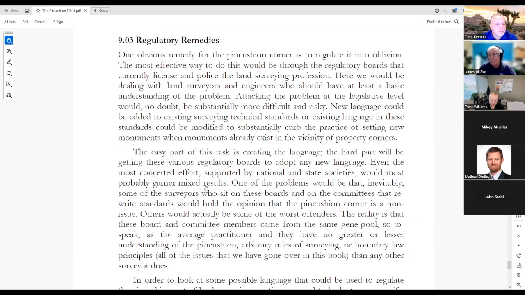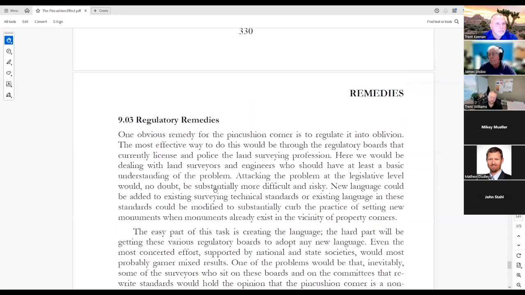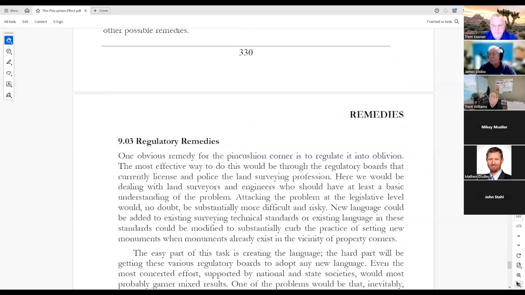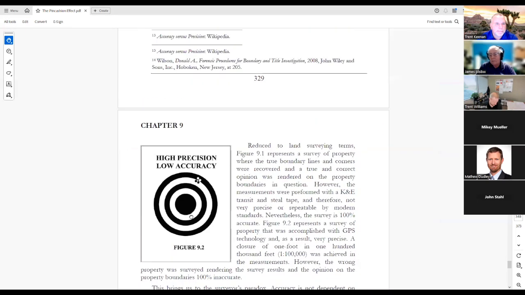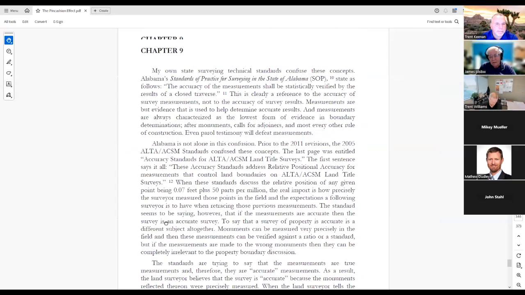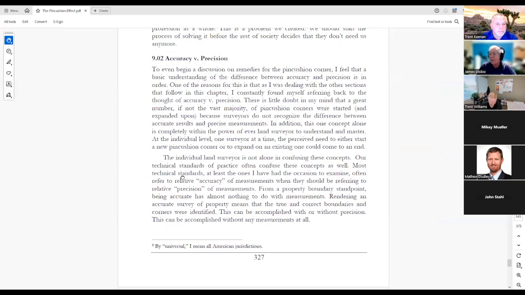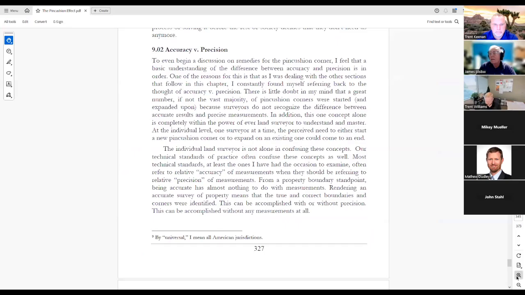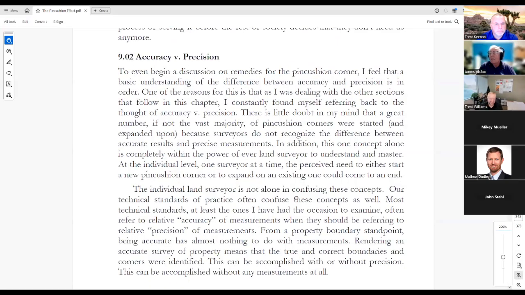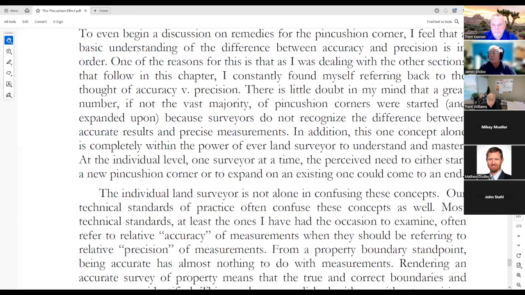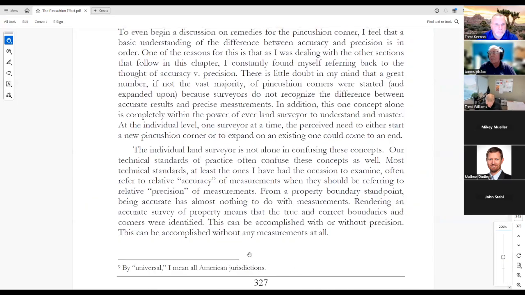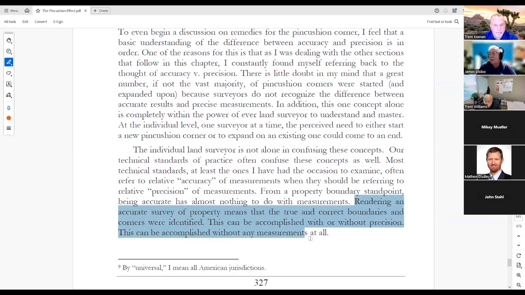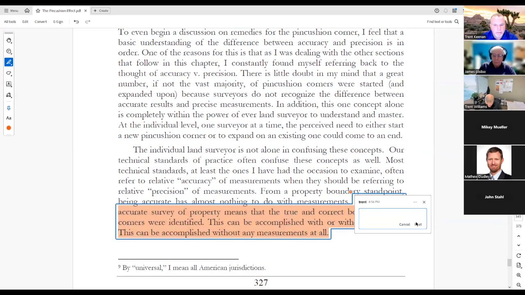It was in the accuracy and precision section, right up front. It's on the first page, 327. I just want to read it real quick. I highlighted this, and I'm going to get a tattoo of this. Rendering an accurate survey of property means that the true and correct boundaries and corners are identified. This can be accomplished with or without precision. This can be accomplished without any measurement at all. I just throw that out there.